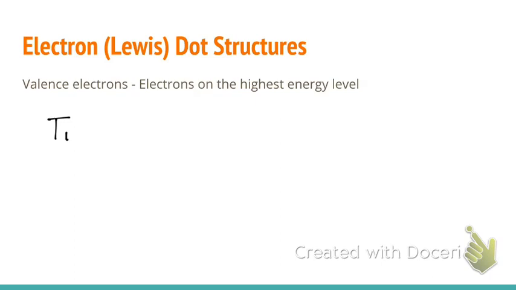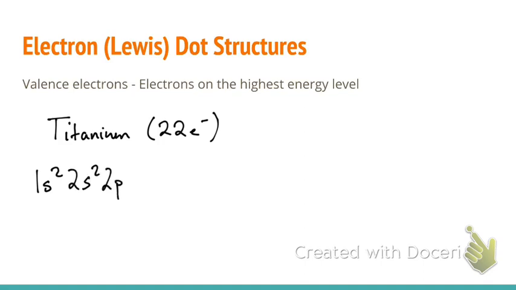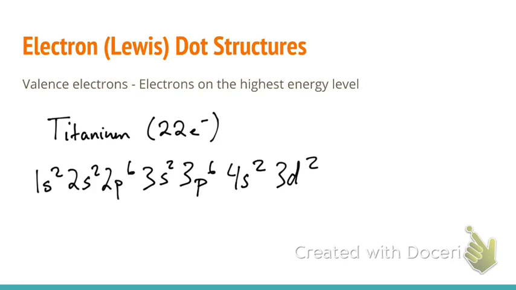So titanium has 22 electrons. Its electron configuration is 1s2, 2s2, 2p6, 3s2, 3p6, 4s2, 3d2. 2, 4, 10, 12, 18, 20, and 22. So that's correct.